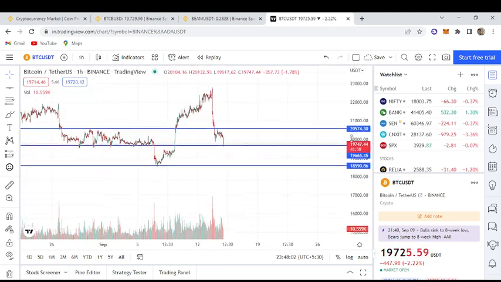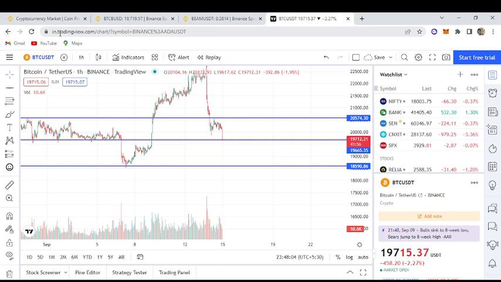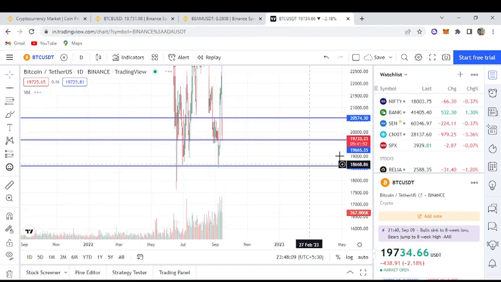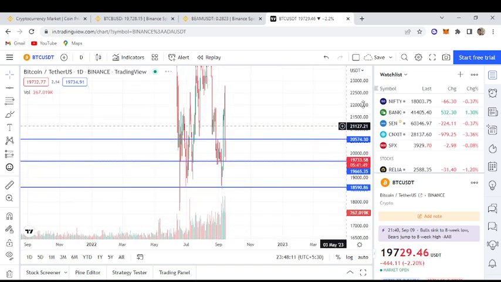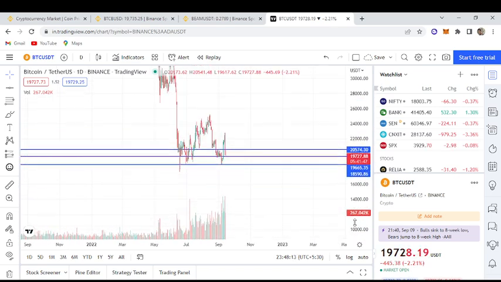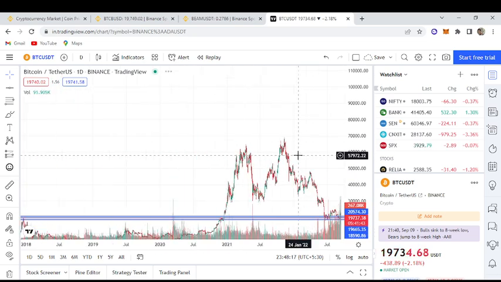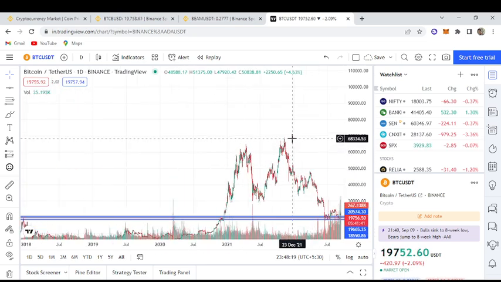BTC is also very undervalued for now. Why am I saying that? If we go to the long chart, we can see currently it is around 19,500, and the highest high of BTC is 68,000. That's huge. That's very huge.